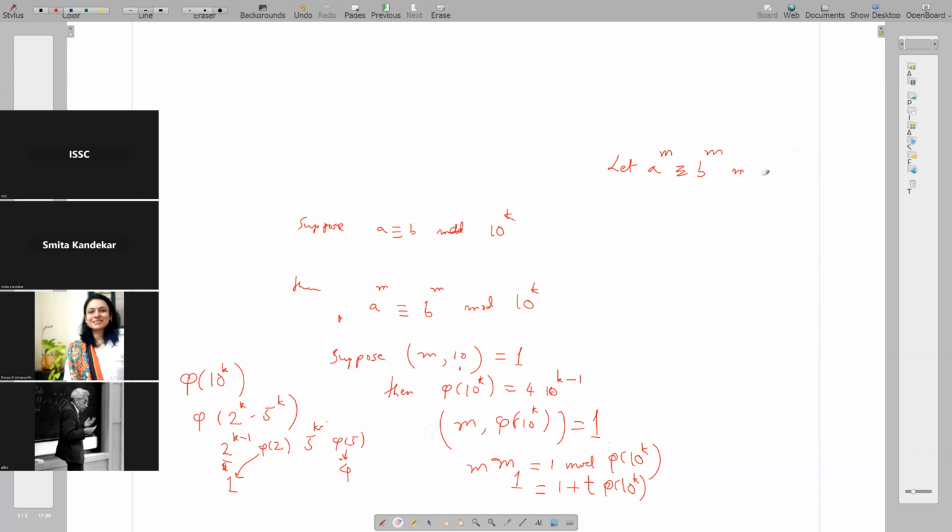It generalizes the high school method that I mentioned, the cube kind of thing, mod 10 raised to k.